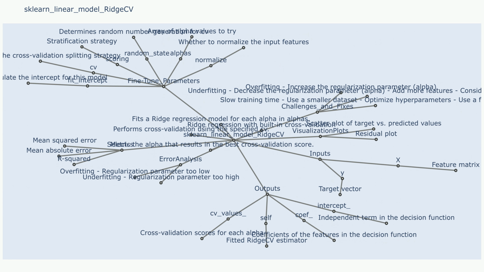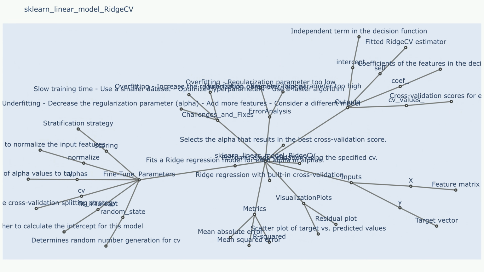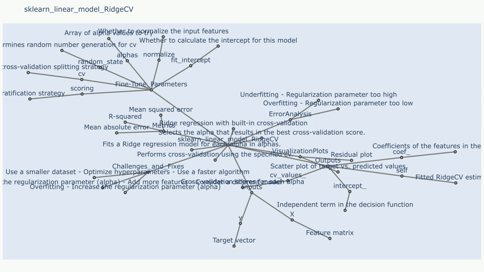Challenge 2: poor performance on unseen data. This can happen if the cross-validation folds are not representative of the overall data distribution. Sample use case that resulted in challenge 2: using k-fold cross-validation with a small number of folds might result in biased estimates of the model performance. Fixes to challenge 2: use a larger number of folds for cross-validation. Consider using stratified k-fold cross-validation to ensure that each fold has a similar distribution of the target variable.